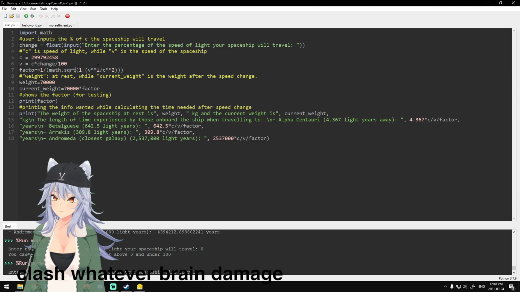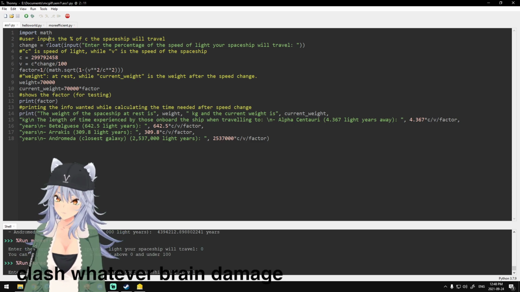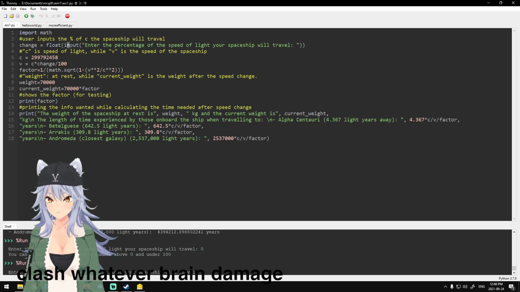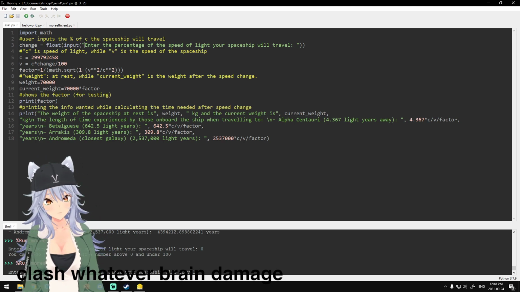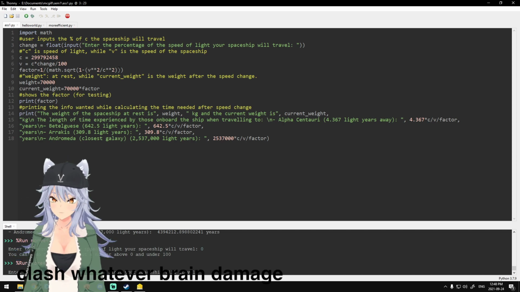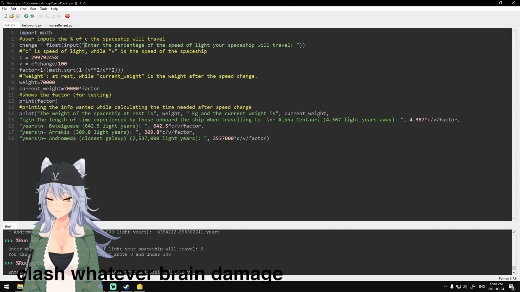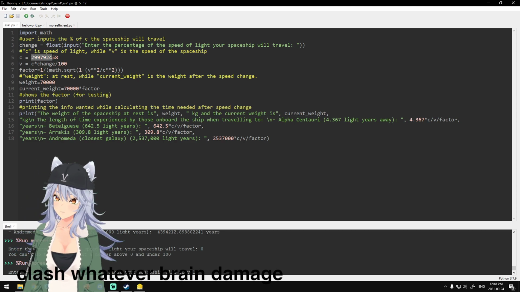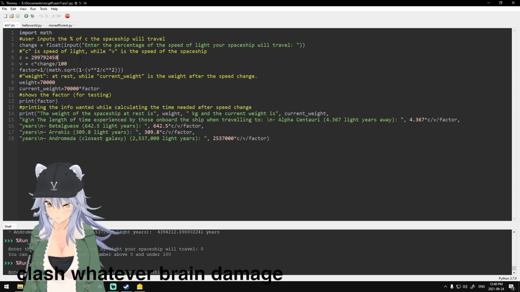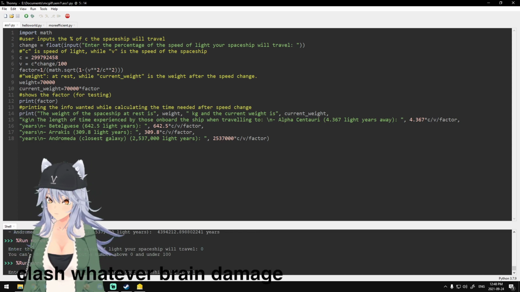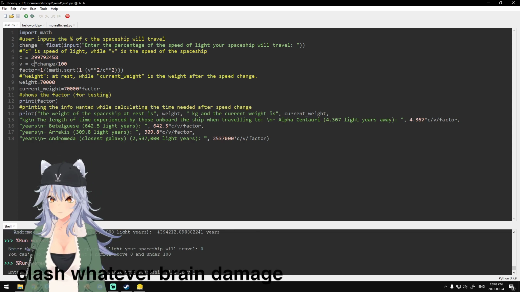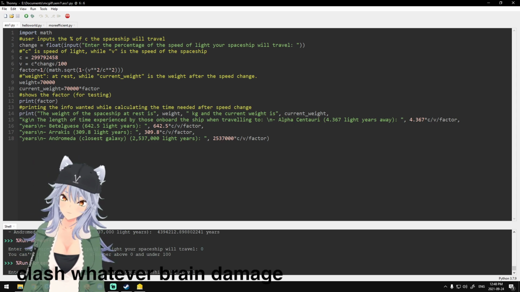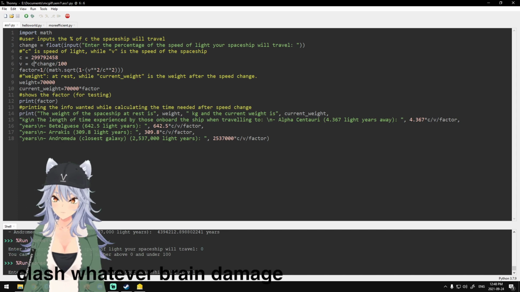Now step number 2. The user will input the percentage of the speed of light for the spaceship. How are we going to do that? We're going to have the variable change, and it will be a float number that the user will input. So, for example, you write 50. And then in the background, we'll have the variable c. This is the speed of light, which I wrote here, 299 million meters per second. And here we have the velocity of the spaceship, which will be the speed of light times the change divided by 100. So it's just the percentage of the speed of light.